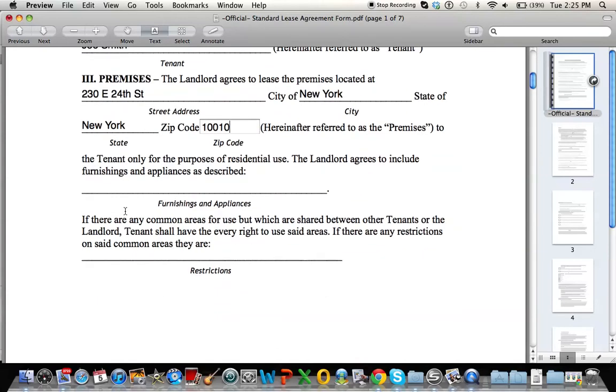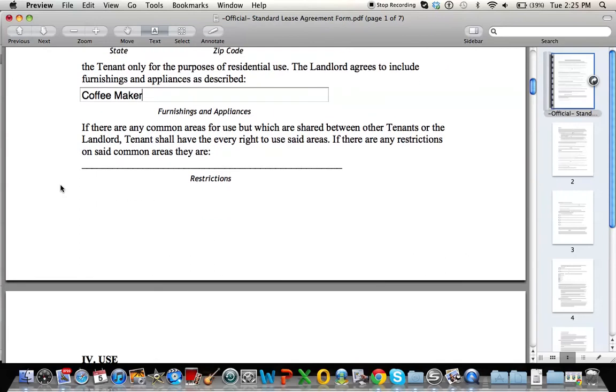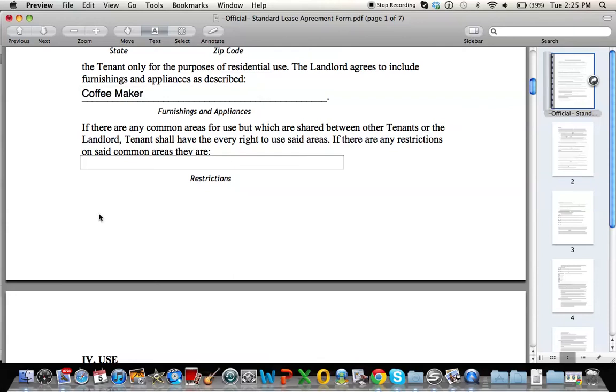The landlord agrees to include furnishings and appliances as described. Let's just say he furnishes the apartment with a coffee maker. What a fabulous landlord this guy is. And if there are any restrictions or common areas, they are, let's say, the rooftop, because it is dangerous, because it's not furnished.